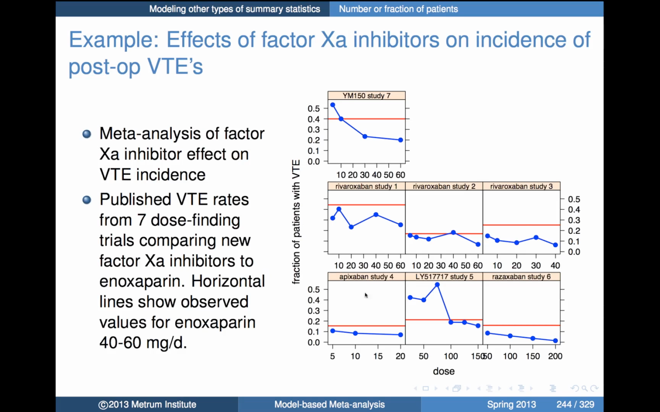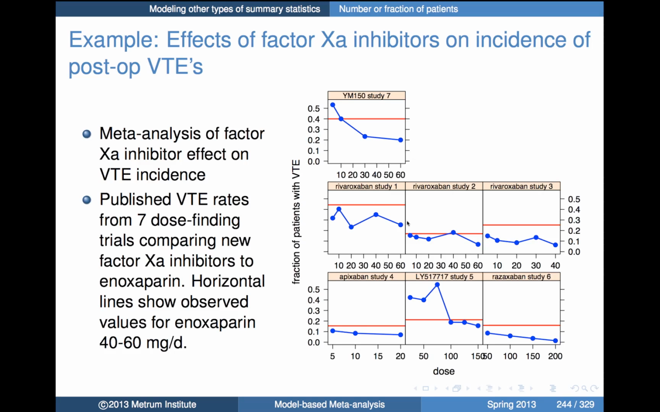We've got apixaban, a Lilly product here, rivaroxaban, and another drug here, YM150. I forget whose that is. And these are all plotted as fraction of patients that experience a VTE versus the dose of those particular agents. So in this case, I've selected from dose response studies for these various compounds, and we're going to be looking at modeling those dose response relationships.